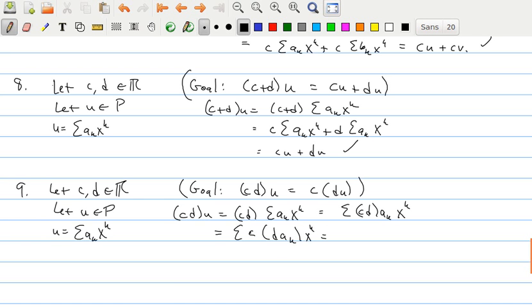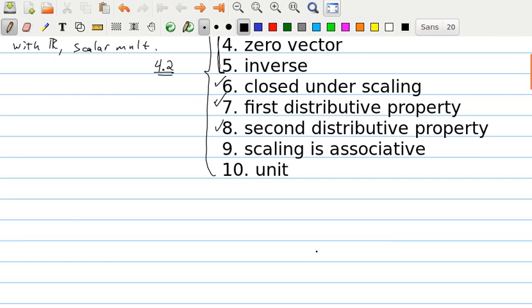And now we can use the scalar multiplication property and pull this c out. This is c times the sum of d ak x to the k. And this, by definition, this part right over here, is the sum. I pull the d out of this sum and I get ak x to the k. And this is c times du. So just by performing the operations we know on polynomials, we've shown that cd u is the same as c du. So we're almost at the end. We've got our scaling being associative.